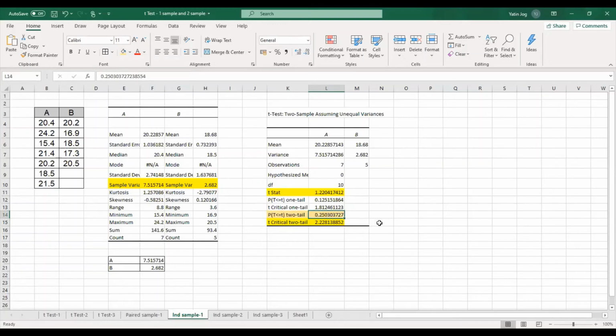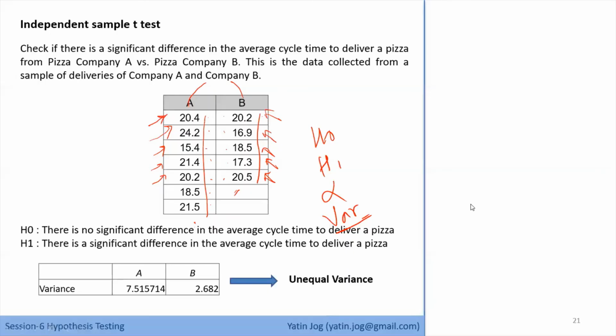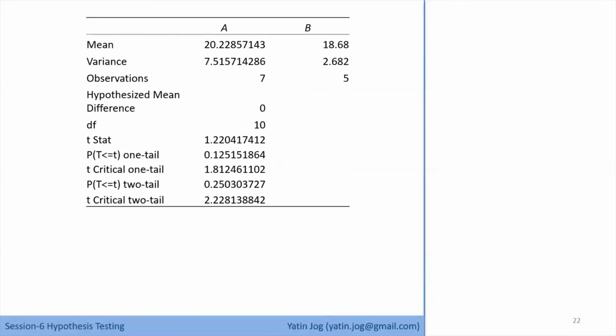In case of P greater than 0.05, again we fail to reject H0. So in both cases, we can say we fail to reject H0, correct? So I'll again go back to the PPT, and now we'll see the problem solution. This is the same execution we have done in Excel.